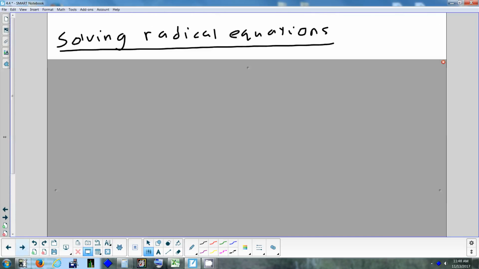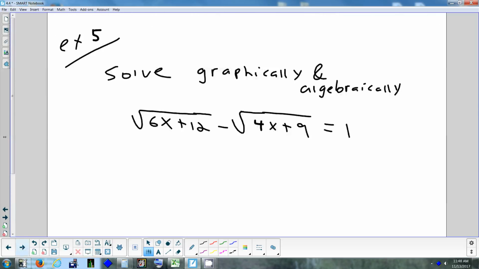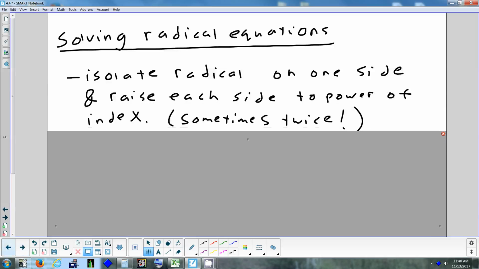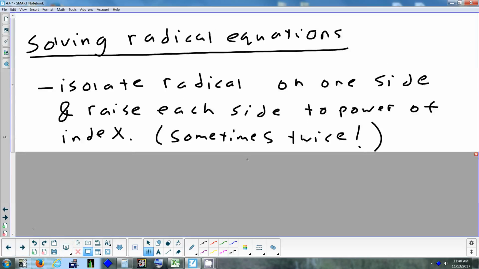Okay, so the last thing we're going to look at is solving equations. Most of the equations we're going to look at are algebraic. I might do one graphical at the very end. Okay, so to solve a radical equation, the idea is you have to get the radical by itself. I'm going to show you a problem where the radical is by itself, and then I'll show you one where it isn't.